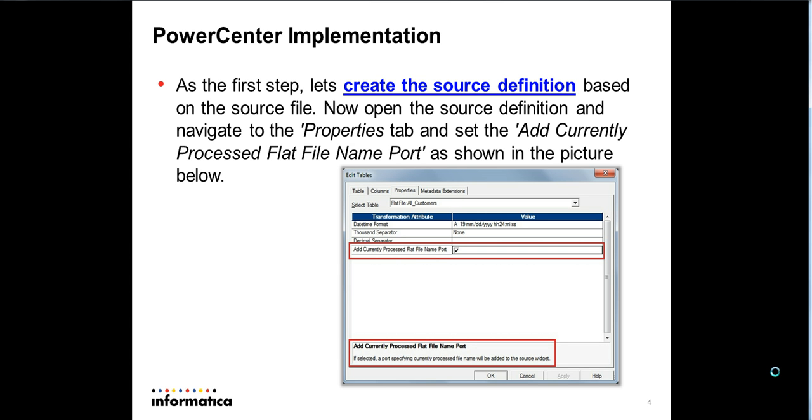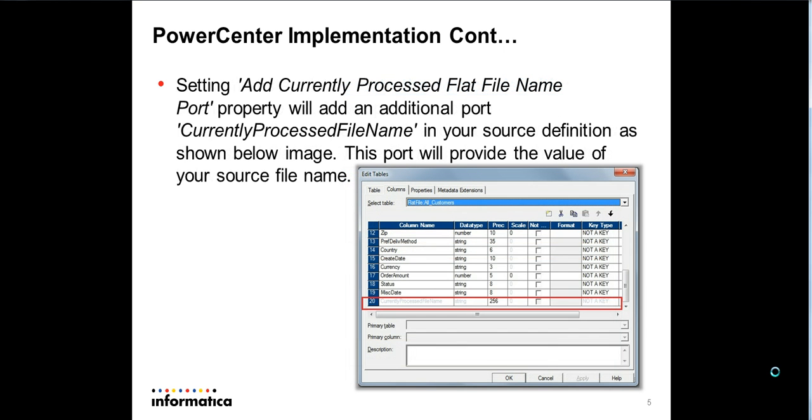In PowerCenter, as the first step, let's create the source definition based on the source file. Let's open the source definition, navigate to the properties tab, and set the Add Currently Processed Flat File Name Port option, as we can see in the screenshot below. Once we set it, this property will add an additional port called CurrentlyProcessedFileName, as highlighted in the screenshot, and this will be part of your source definition.